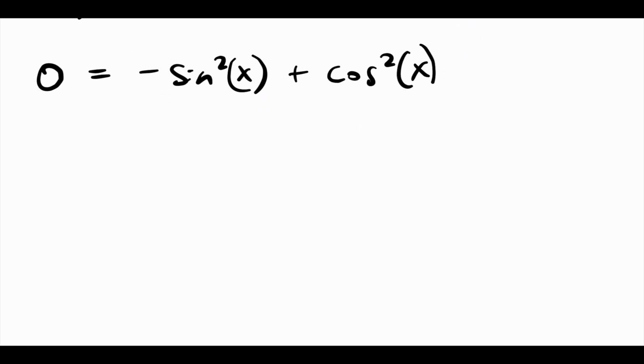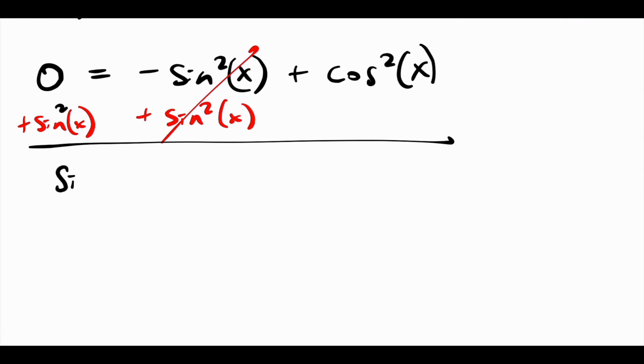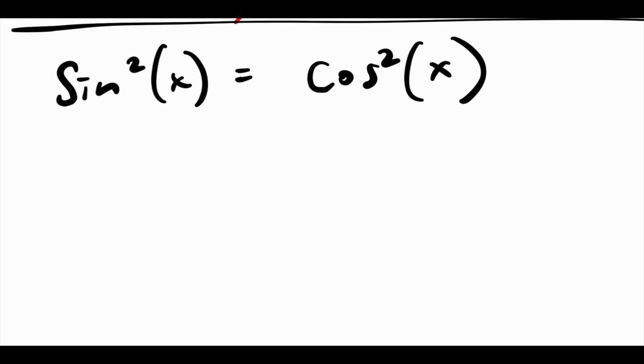That's what I was thinking. Yeah, add sine squared of x to both sides. If I add it to both sides, now I have another statement. Okay, now it has this statement. What does that statement say? Sine squared of x equals cosine squared of x. What does that mean?